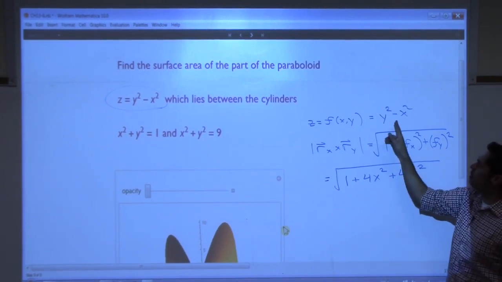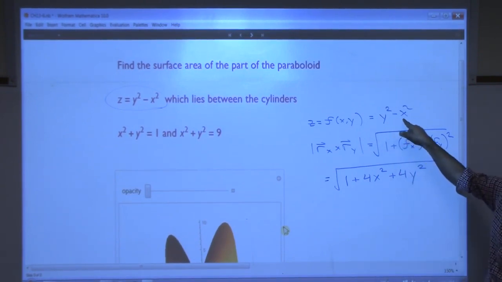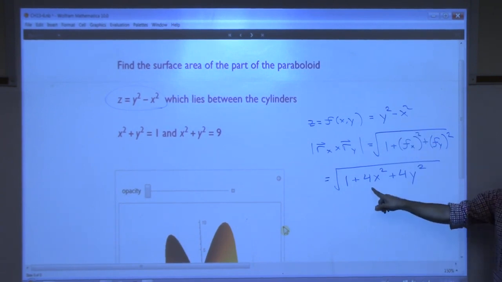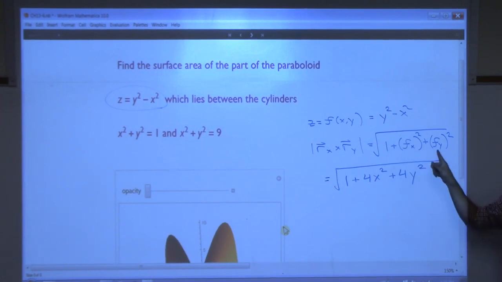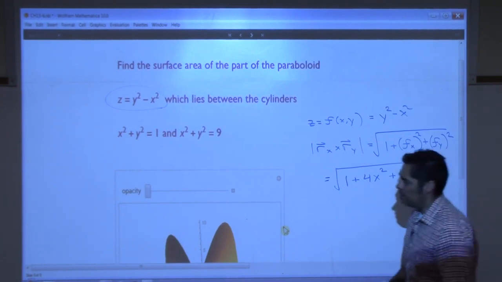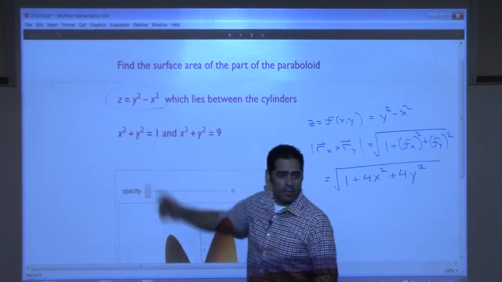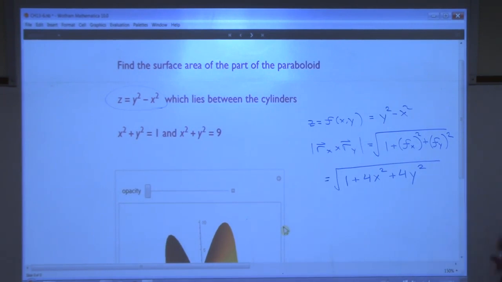Well, the partial with respect to x is negative 2x, but then you square it, so 4x squared. Partial with respect to y is 2y, but then you square it, you get 4y squared, right? So that's what I would have to integrate. Isn't that a lot easier than having to do the partials, then the cross product, then the magnitude? Okay, it only works if your surface is a function of two variables explicitly.